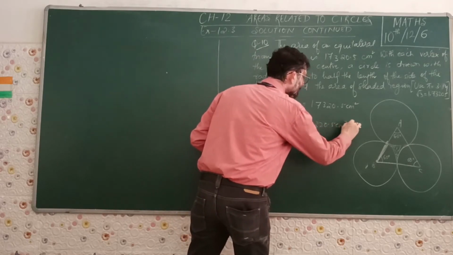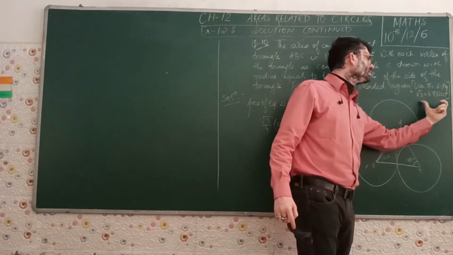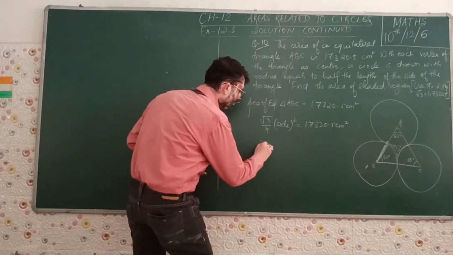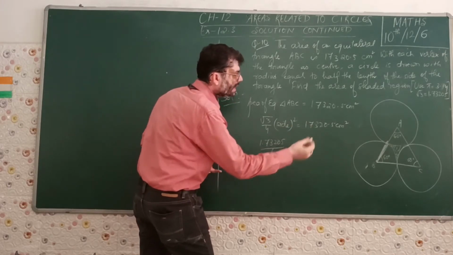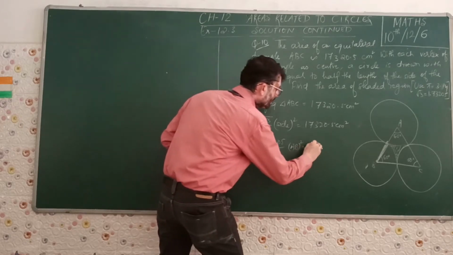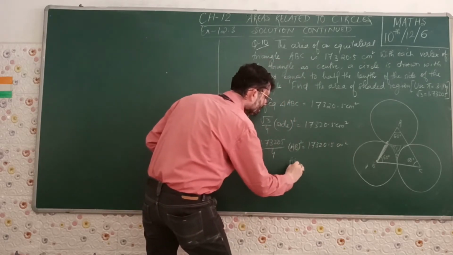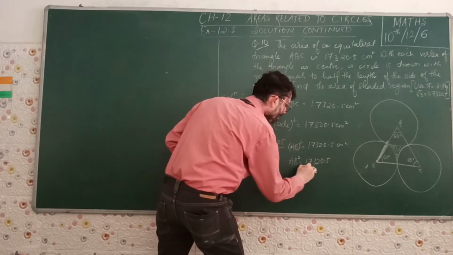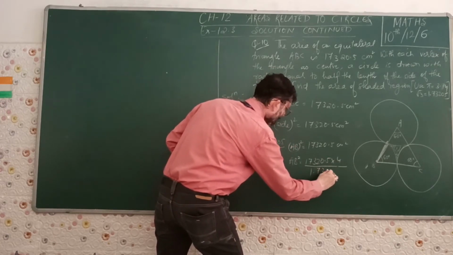17320.5 centimeter square. The value of root 3, we are given in the question to use as 1.73205. So we will be using that. So 1.73205 divided by 4, and in place of side, suppose we write AB square, and that is equals to 17320.5 centimeter square. So AB square is equals to 17320.5 into 4 by 1.73205.